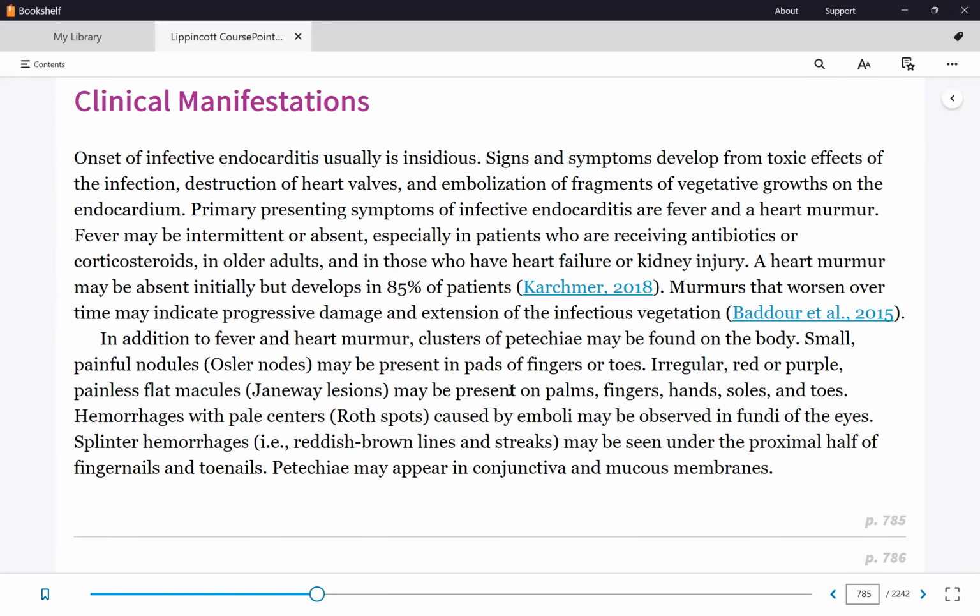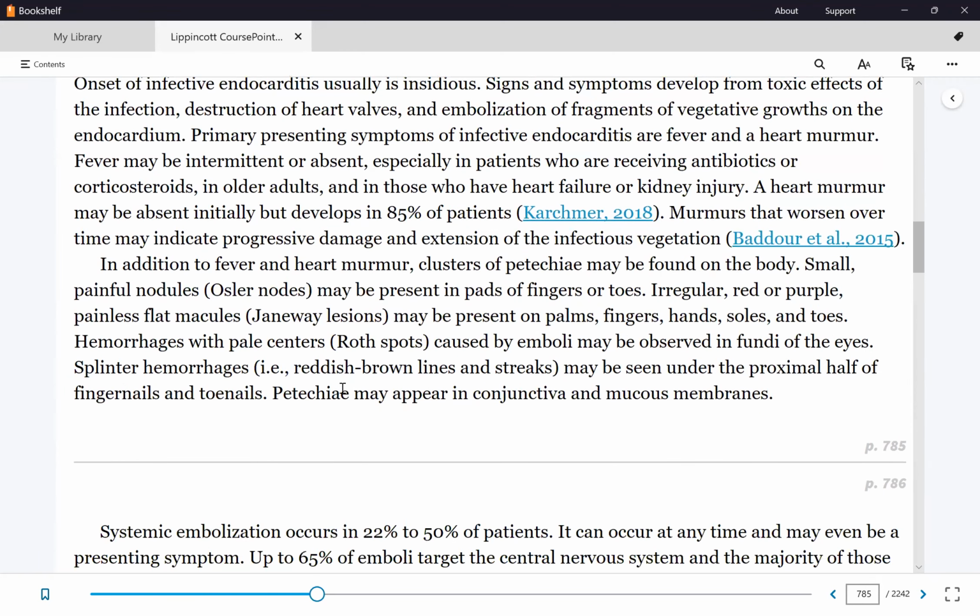So you see what again? Osler's nodes and Janeway's lesions. If you have time, please search them and see what they look like in a picture. They appear as red streaks and round circles on your fingers, toes, and also palms and soles of your feet. These are exclusively seen in endocarditis. No other disorder has these manifestations.